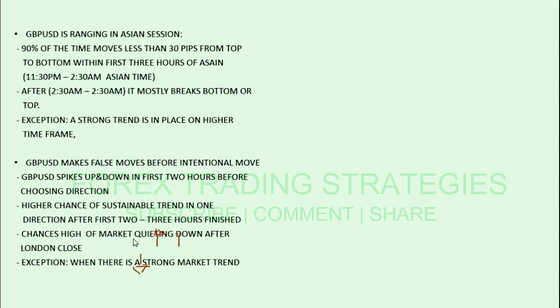And chances of the market quieting down after London close are high. Exception: when there is a strong market trend. Okay, so now if you look at this, chances are high of the market quieting down after London close, meaning that after the banks are closed, that's when you are more likely to see pound dollar range.